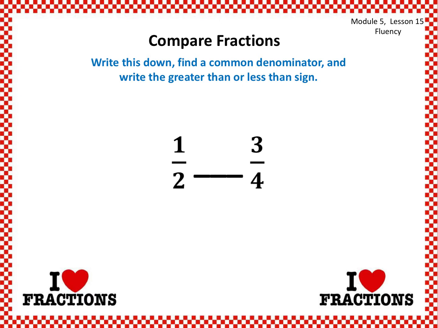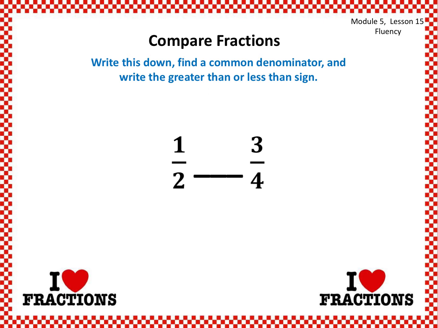Alrighty, so we're going to write this down. You're going to find a common denominator, and you're going to write the greater than or less than sign. So you need to look at it. We need to figure out, well, what can we find? We've got 1/2, and we've got 3 fourths. So we want to find a denominator both of them can have. So we need to find an equivalent fraction for one of those.